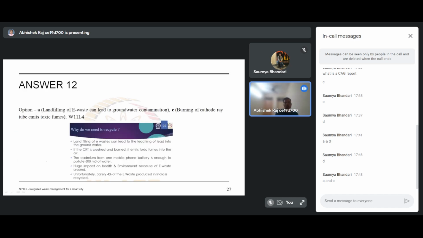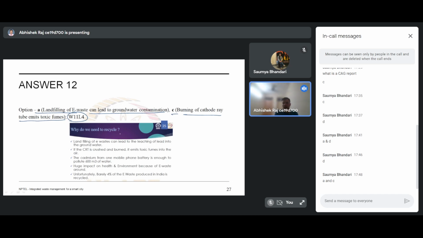So, option A, landfilling of e-waste can lead to groundwater contamination. This was correct. And option C, burning of cathode ray tube emits toxic fumes. So, you can refer to the fourth lecture of this week for this question.